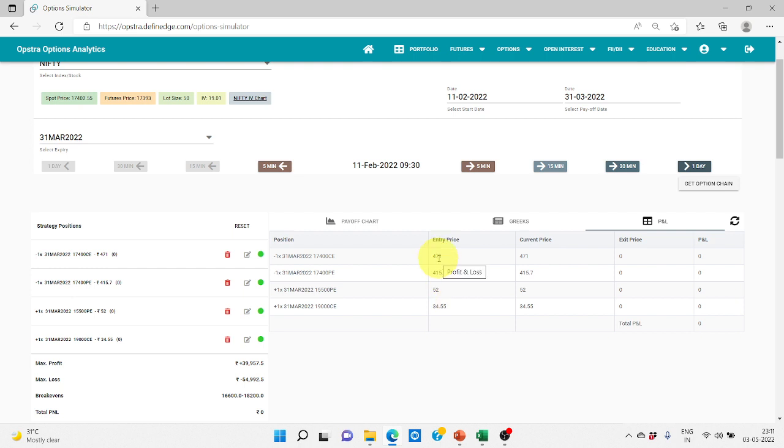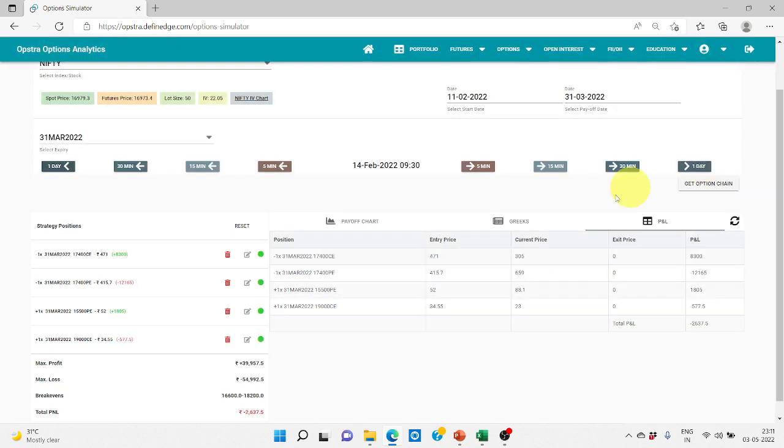Maybe if you say 480, then 480 into 1.5 is 580, 680, 720. So 720 or 600, let's see. So this has already touched 600. So the next day only we are doing the adjustment.